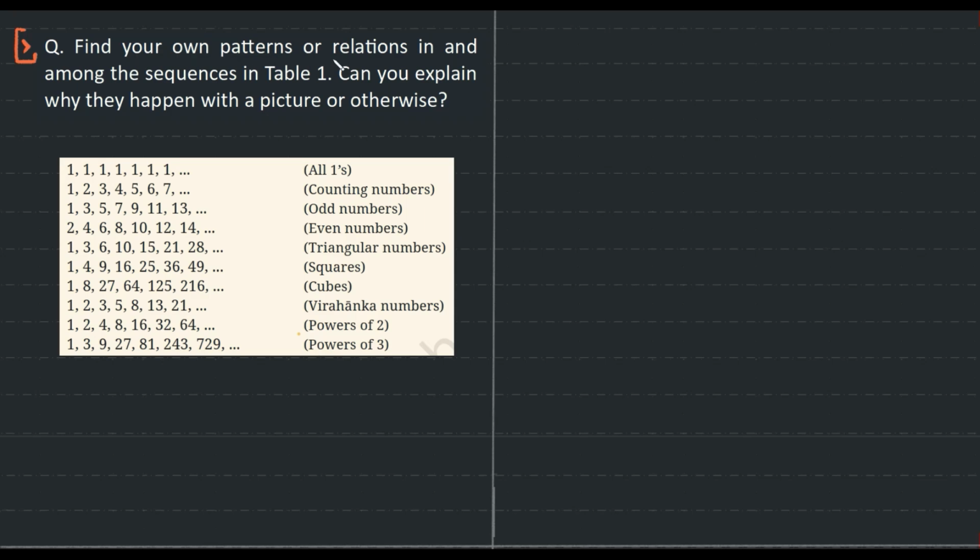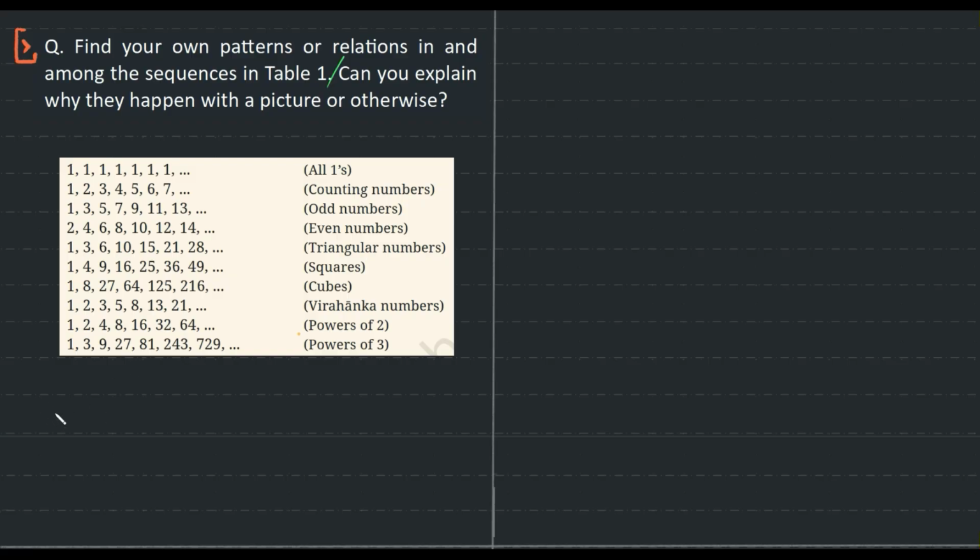Find your own patterns or relations in and among the sequence in table 1. Can you explain why they happen in a picture or otherwise? Let's see. What can we think of?